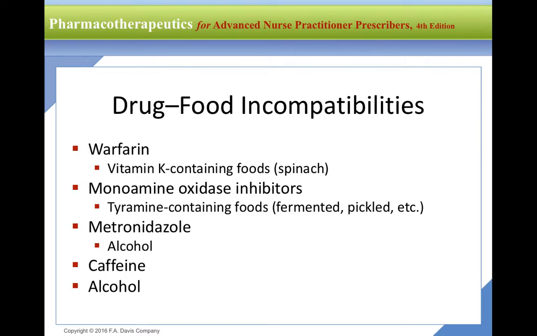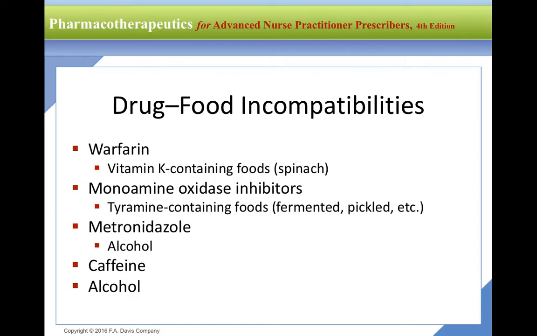So, drug and food incompatibilities. These happen more than you would think. The best example is warfarin and vitamin K containing foods. Right here it says spinach. It's really any leafy dark green vegetable. There's actually a lot of stuff that contains vitamin K: mayonnaise, blueberries, several other things.